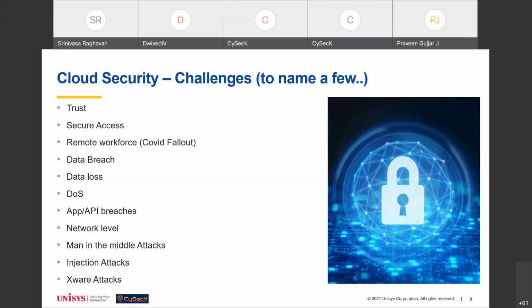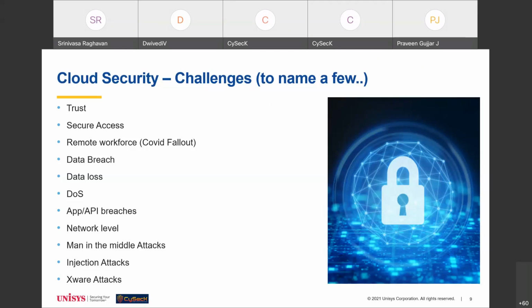And then you have data breaches, a very common thing that we keep hearing about, because ultimately anybody who wants to move laterally into the network has a fundamental objective, which is predominantly going to be data. And of course data loss, because there's always manipulation of data, and there's always data loss. Then denial of service. These are some of the top challenges, like API and app breaches, network-level man-in-the-middle attacks, and injection attacks. Injection could be from the browser, or even on a SQL server. And exploit attacks, which covers malware, ransomware, and these kinds of attacks. So these are some of the challenges.